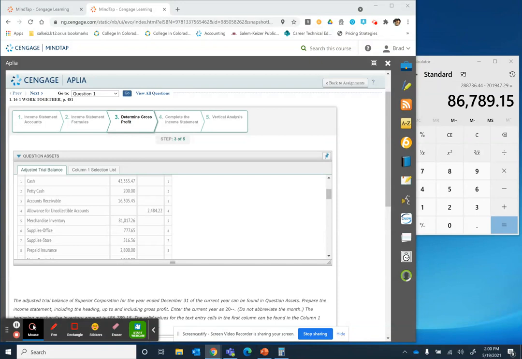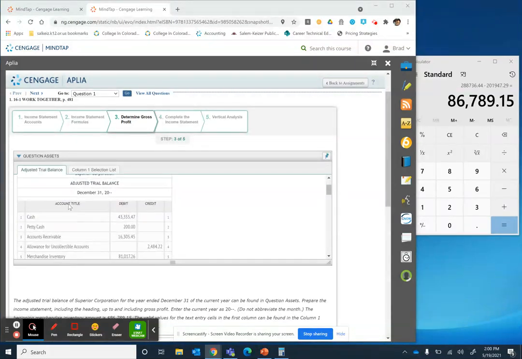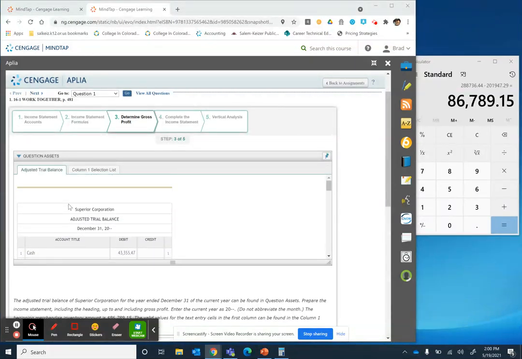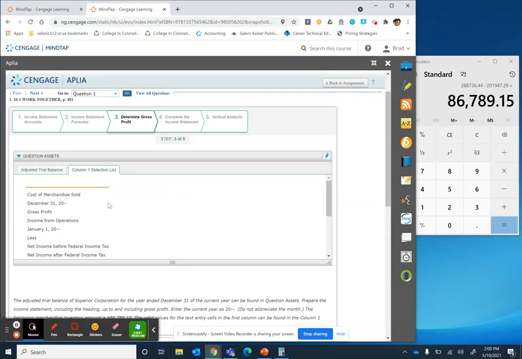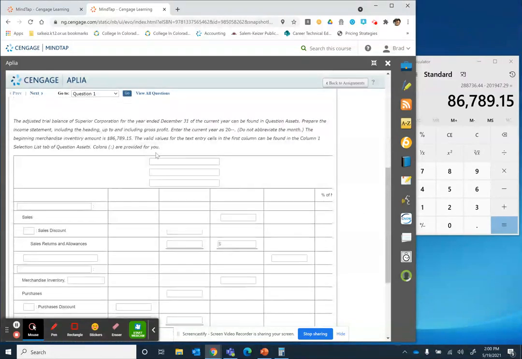On step number 3, we're looking to determine the gross profit. In the instructions here, we've got our adjusted trial balance from our worksheet, and column 1 gives us a list of titles that we're going to be using for this income statement. Both really helpful. So let's read the instructions. The adjusted trial balance of Superior Corporation for the year ended December 31st of the current year can be found in the assets question up above.